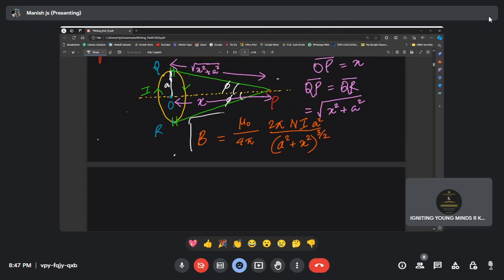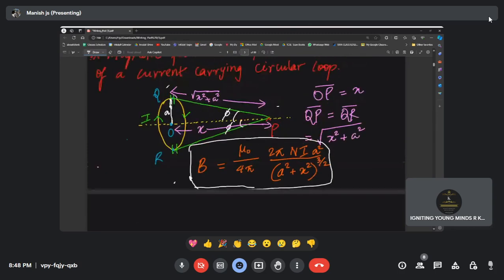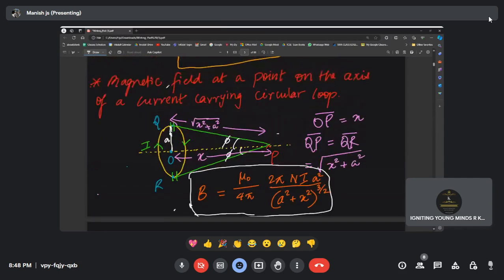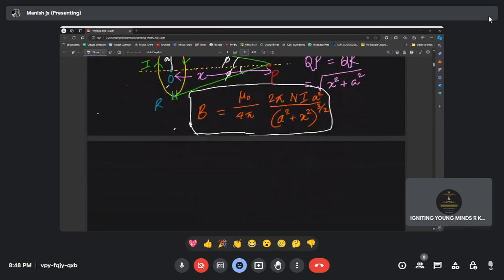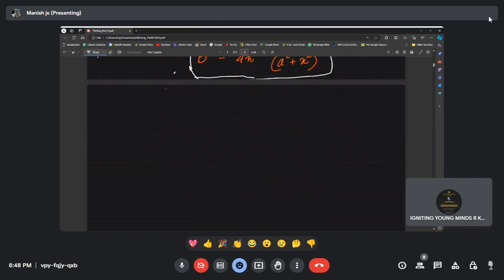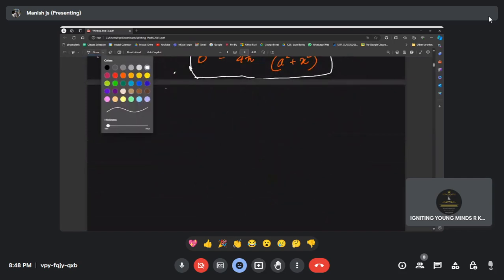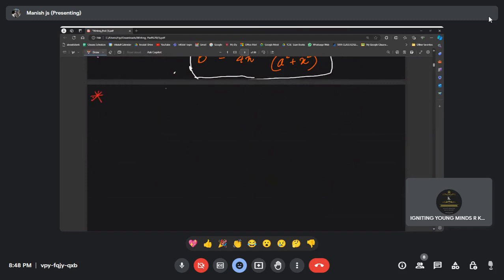This relation is also necessary for certain problems. Based on the problems, you have to be clever to choose what formula would be a perfect fit. So this is about the magnetic field. Now we are moving on. We have looked at the magnetic field for the circular loops, both at the center as well as at points along the axis. We have seen those expressions so far.